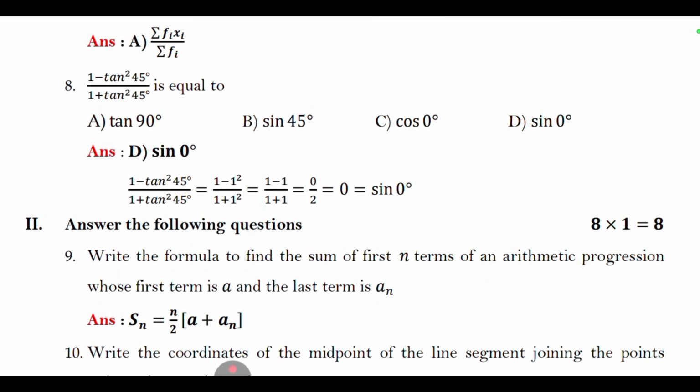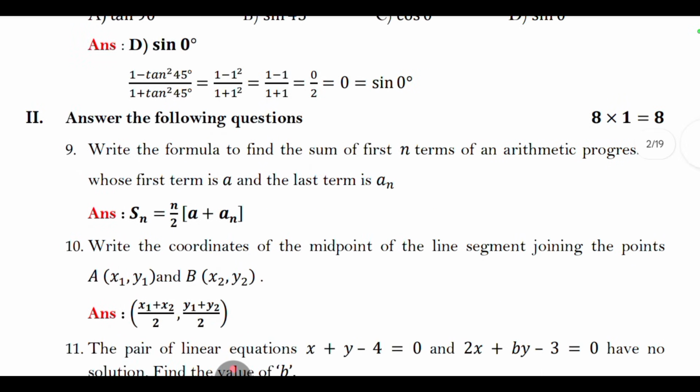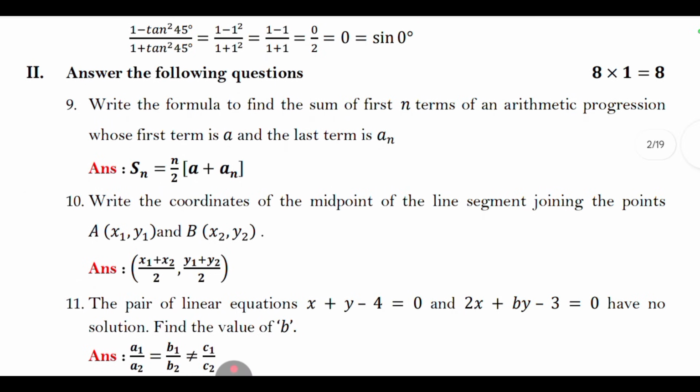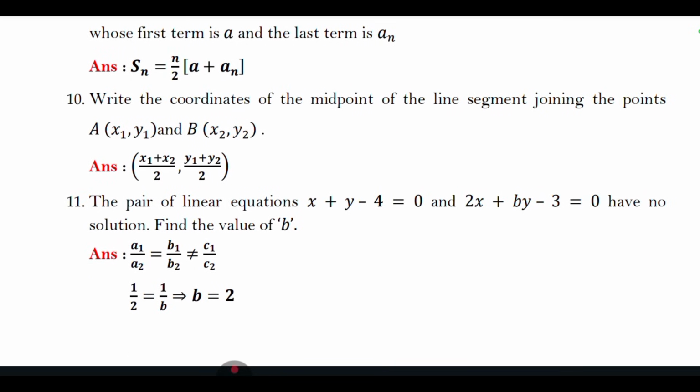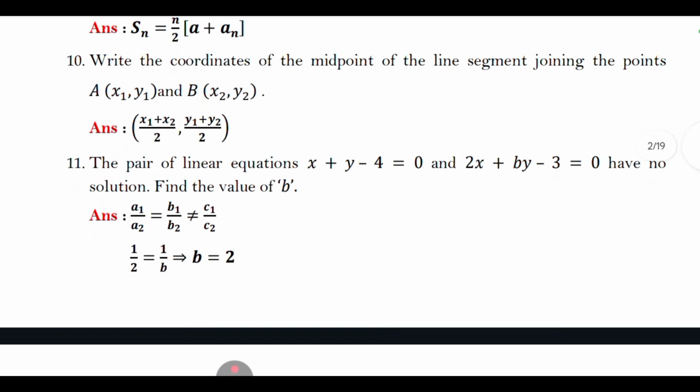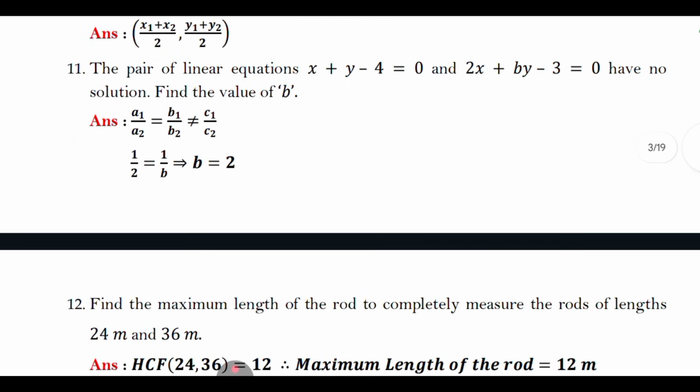8th question is 1 minus tan square 45 degree divided by 1 plus tan square 45 degree is equal to, option D is correct, sin 90 degree. Answer the following questions. Write the formula to find the sum of first n terms of an arithmetic progression whose first term is a and the last term is an. So this is the formula. Write the coordinates of the midpoint of the line segment joining the points A(x1, y1) and B(x2, y2). So this is the answer for that.